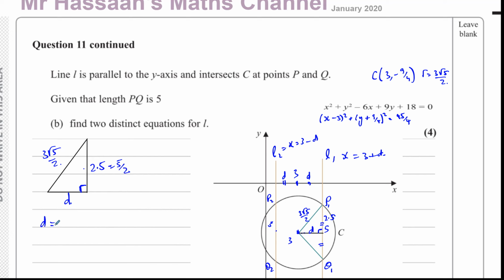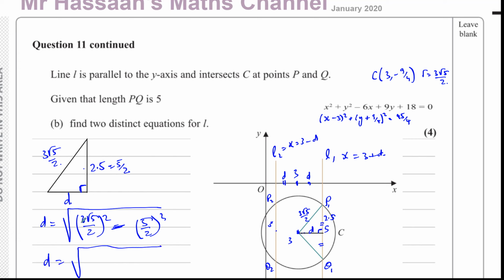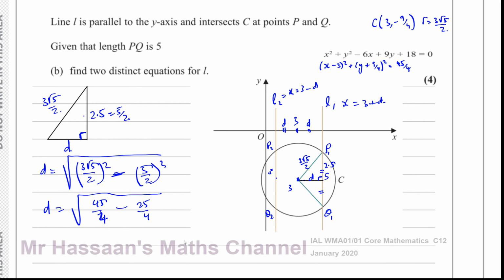So therefore, the value of d is going to be, by Pythagoras, the square root of (3 root 5 over 2) squared minus (5 over 2) squared. So d is going to be the square root of, this is going to be 9 times 5, which is 45 over 4, minus 25 over 4. Okay, that gives us 20 over 4, which is 5. So d is equal to the root of 5. That's 45 minus 25, which is 20. 20 over 4 is 5. So d is going to be root 5.